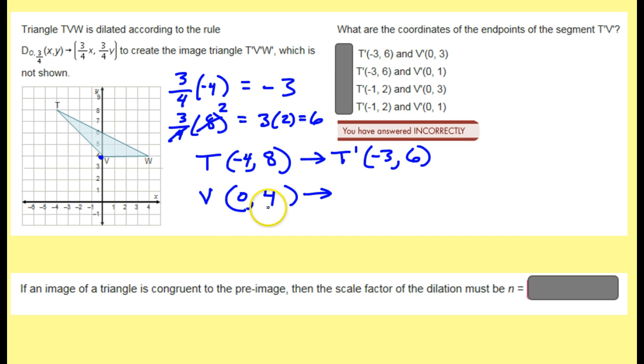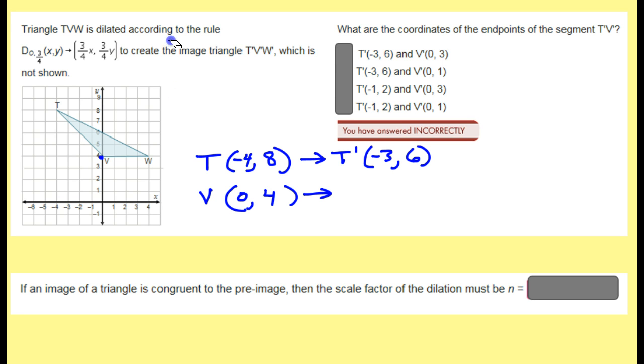Now I'm going to do the same thing with 0 and 4. I'm just going to multiply them by 3/4. Let me make space. So if I do 3/4 times 0, 0 times anything is just going to be 0. So V prime is going to have 0. Now what if I do 3/4 times 4? Well, the 4's cancel each other out. So that's just going to be 3.